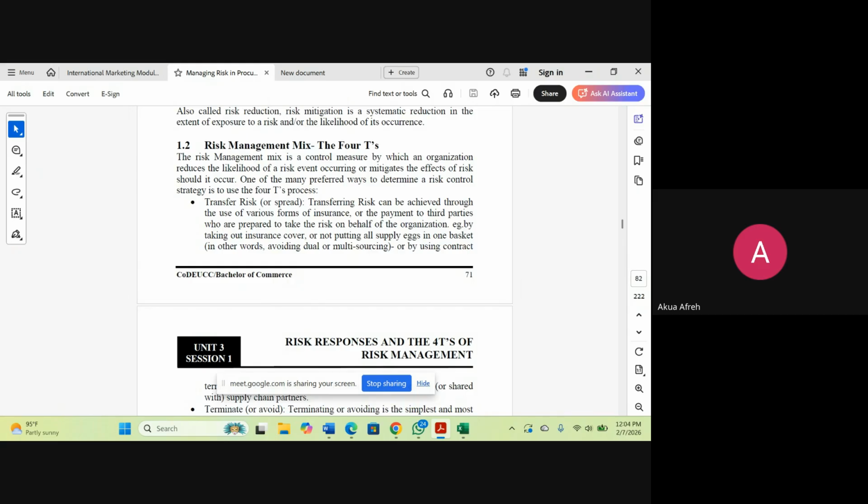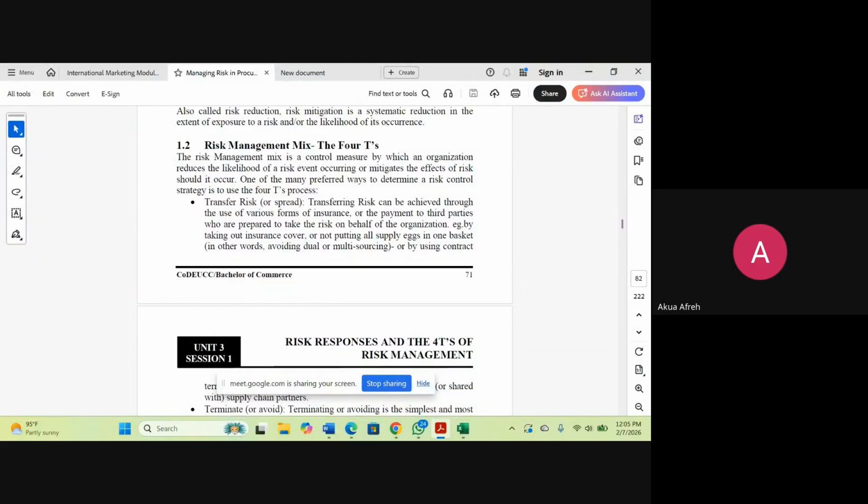So with this, you are not removing the risk, but what you are doing is you ask yourself, if this risk happens, someone else will pay for it, because you probably have an insurance cover, or in your contract terms the other party would have to take care of it, or it's something that you have outsourced. Okay.